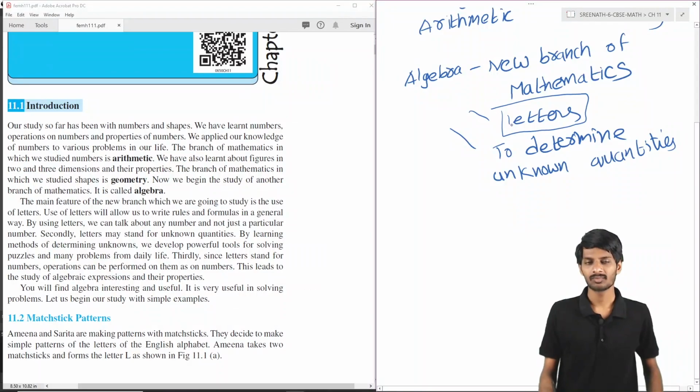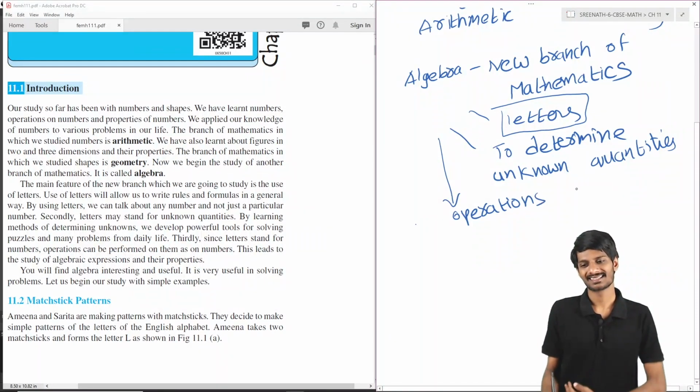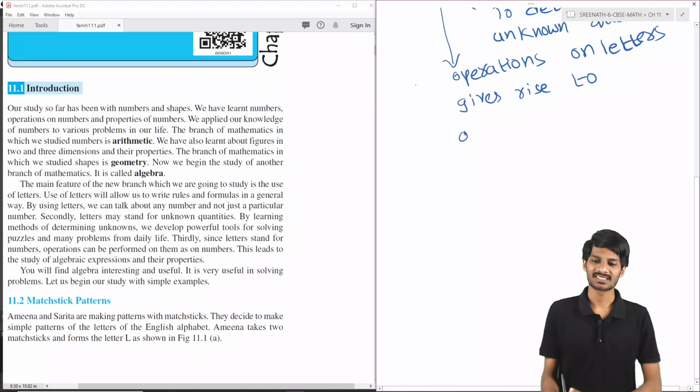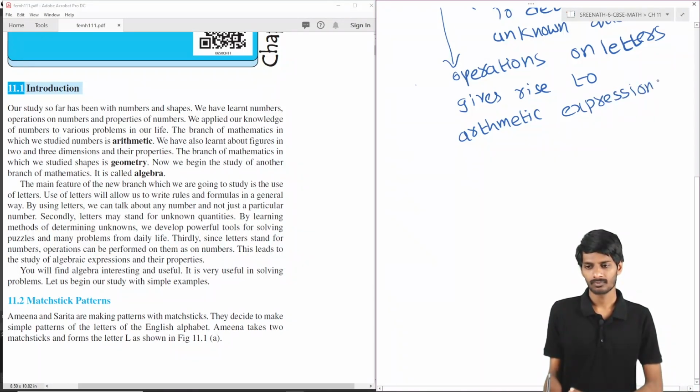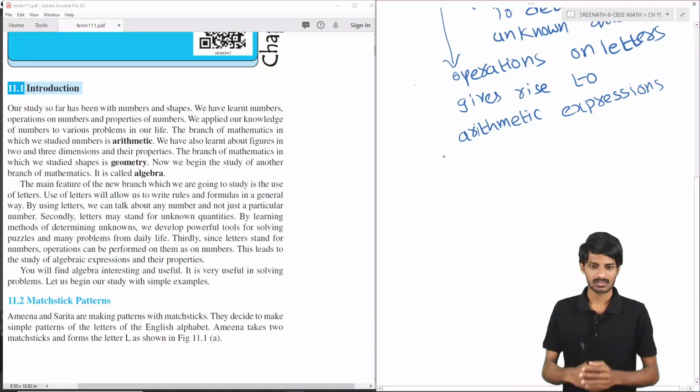So finally, the arithmetic operations on letters give rise to arithmetic expressions, students. Okay, so that is the thing.